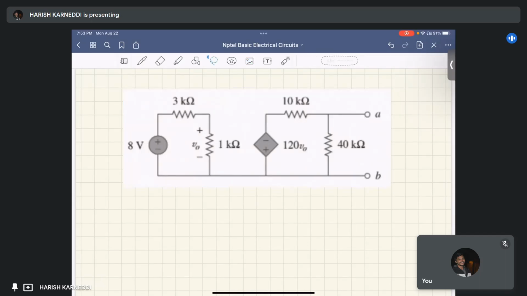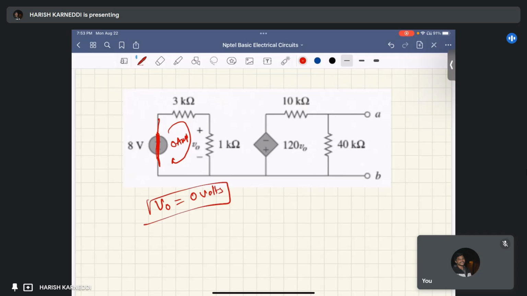To find the RTH, this 8 volts has to be made 0, that is, the 8 volt source should be short circuited. If it is short circuited, then what is the current in this particular loop? It is 0 amps, right? If it is 0 amps, then what is the value of V0? This is 0 volts. If V0 is 0, then this dependent current source value is 0, which we can replace with an open circuit.